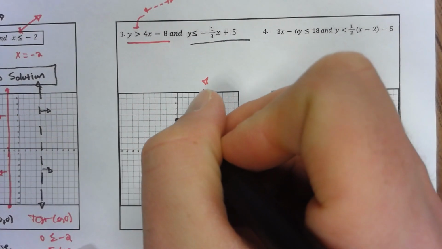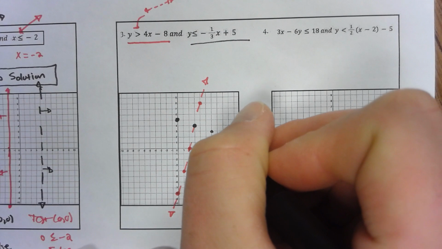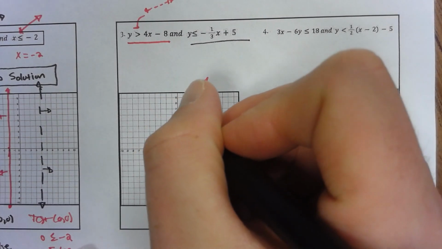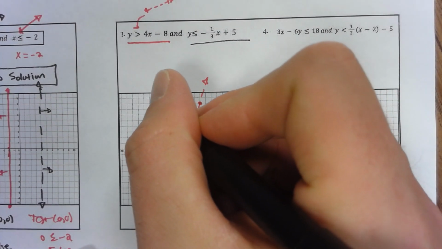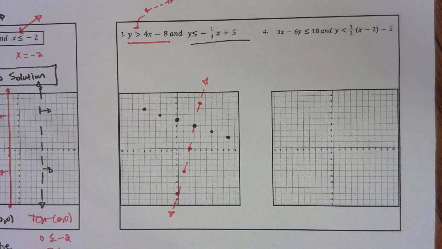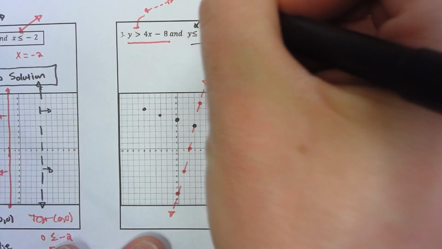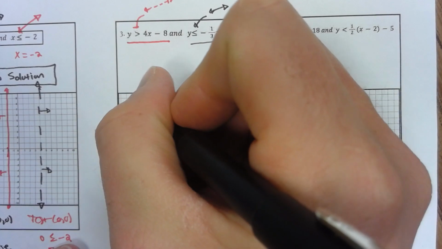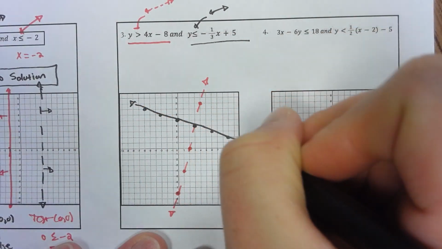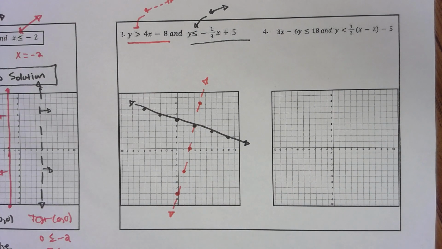That tells me to go down 1 and right 1, 2, 3. I'm also going to go up 1 and left 1, 2, 3. All right, this should be a solid line because of the or equal to in our inequality. And once again, we have 4 different sections. And so we need to figure out what is that one section that works for both these inequalities.